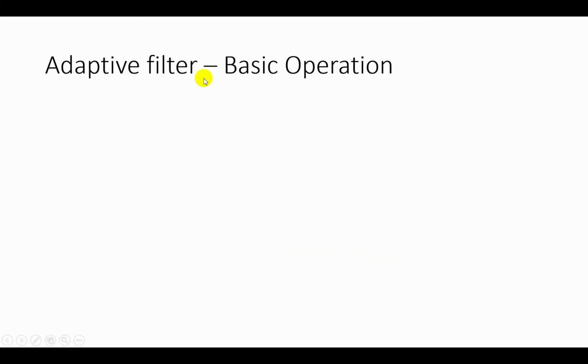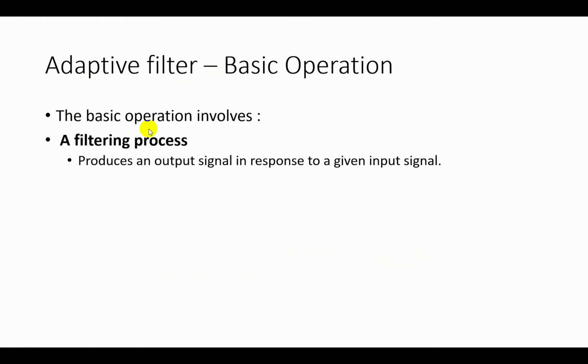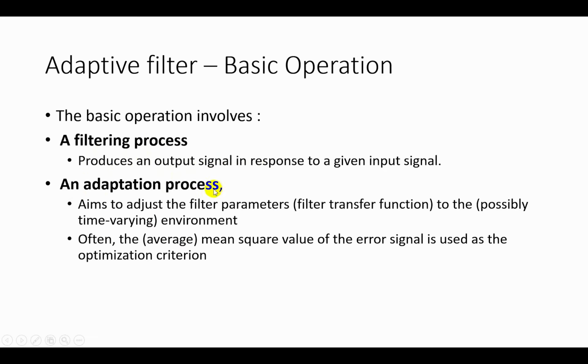Now we will see the basic operation of this adaptive filter. The basic operation involves a filtering process. In the filtering process, it produces an output in response to the given input signal. Next is an adaptation process. Here, the adaptive filter will adjust the filter parameters. That is, the filter transfer function is altered based on the environment, that is based on the time varying conditions, so that the average or mean value of the error signal is minimized, which is considered as an optimization criterion.